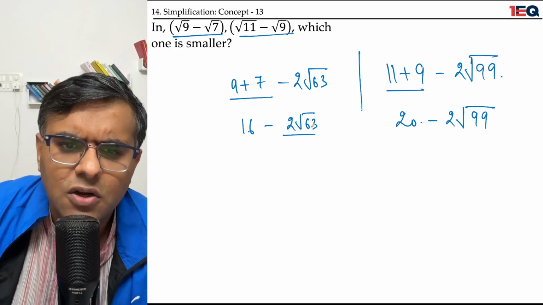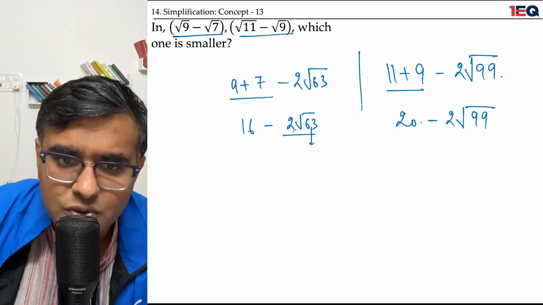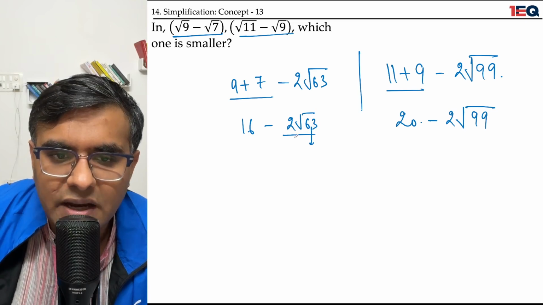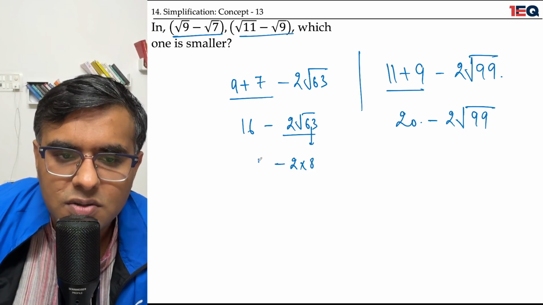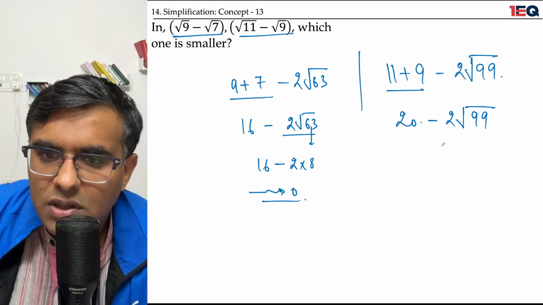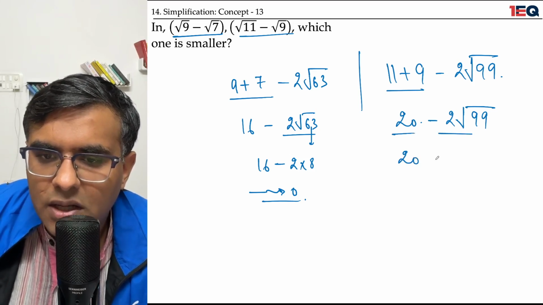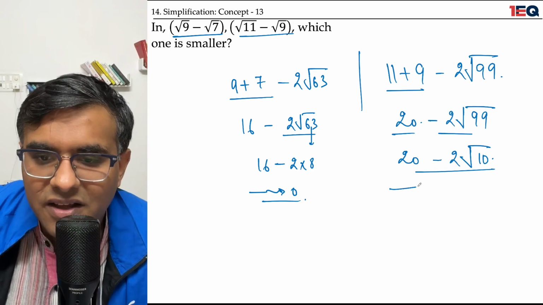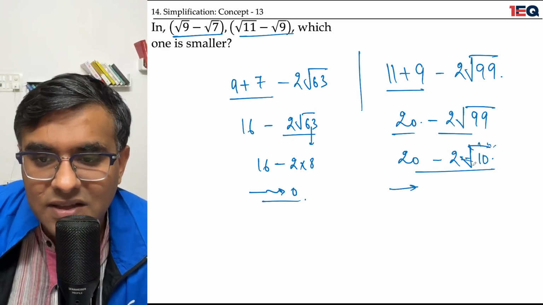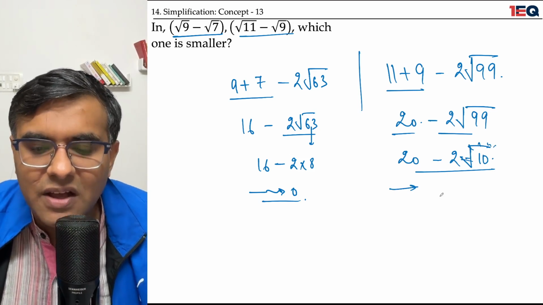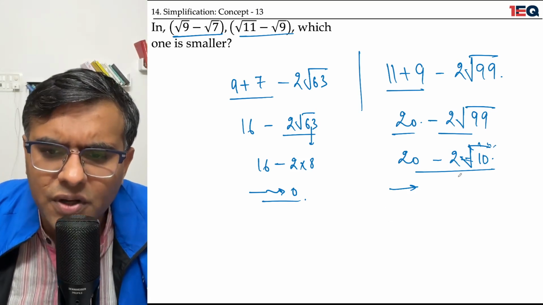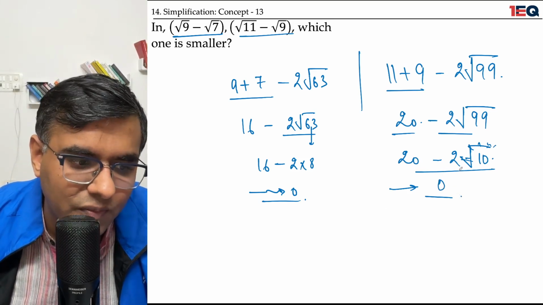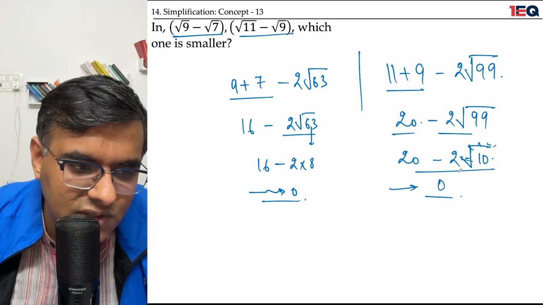Let me just try to solve it. Root 63 is very close to 8, so 2 into 8 is 16, but a little less than 16. So 16 minus 2 root 63 is somewhat close to 0. On the other hand, 20 minus 2 root 99, root 99 is close to 10, so this is again close to 0. Now we've reached a point where both the answers come very close to 0.